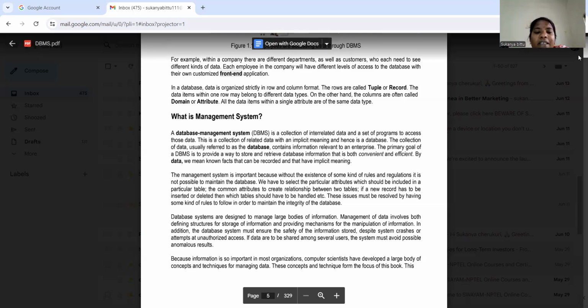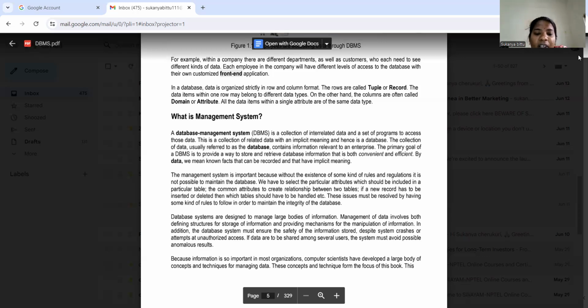The management system is important because without the existence of some kind of rules and regulations, it is not possible to maintain the database. We have to select the particular attributes which should be included in a particular table, right? The common attributes create relationships between two tables. If a new record has to be inserted or deleted, then which table should be handled, etc.? These kinds of issues must be resolved by having some kind of rules to follow the order and maintain the integrity of the databases.